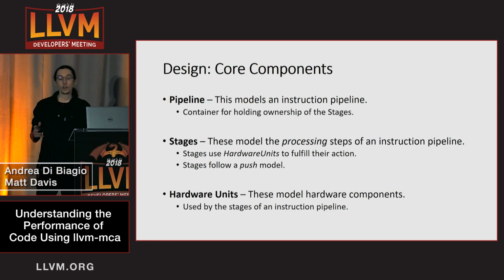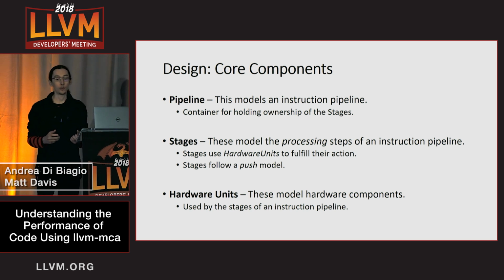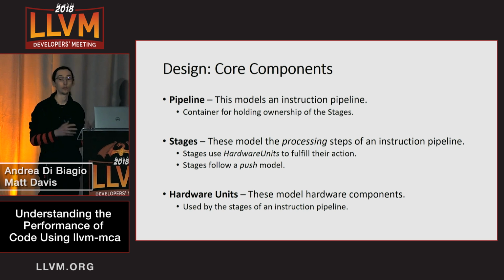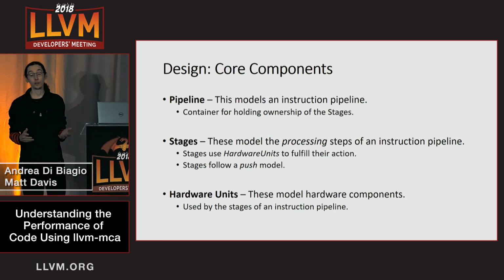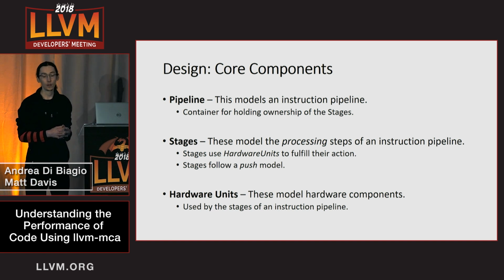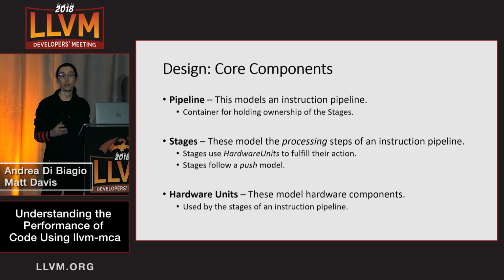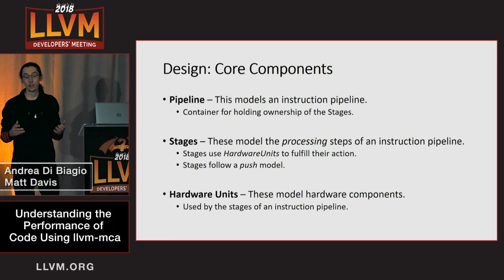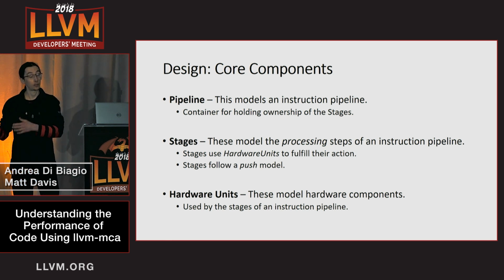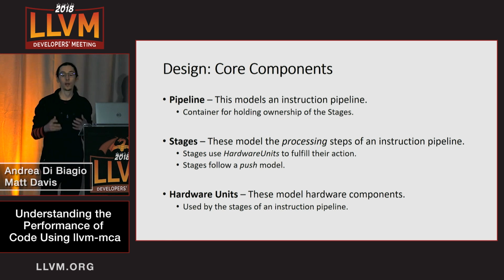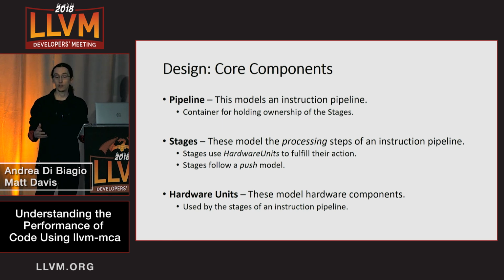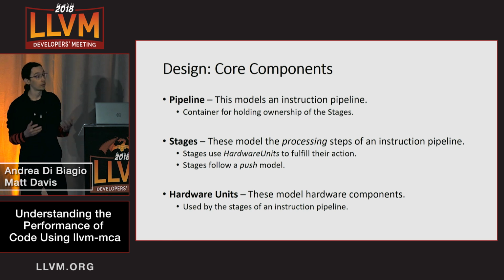So going back to that modularity bit there, we've got three main components that make up the internals of MCA. We've got the pipeline, which is just a container of stages. The stages model the processing logic of the simulated instruction pipeline. And they follow a push model. So stages take as input an instruction, and they do some processing to that instruction, and then they push that instruction to the next stage. And then lastly, we have the hardware units. The hardware units are used by stages, and they simulate things like the register file or the scheduler.